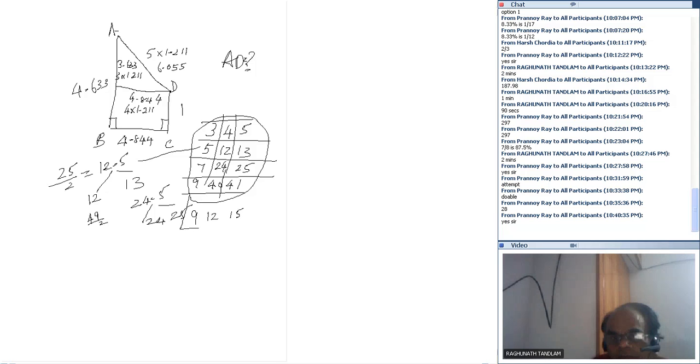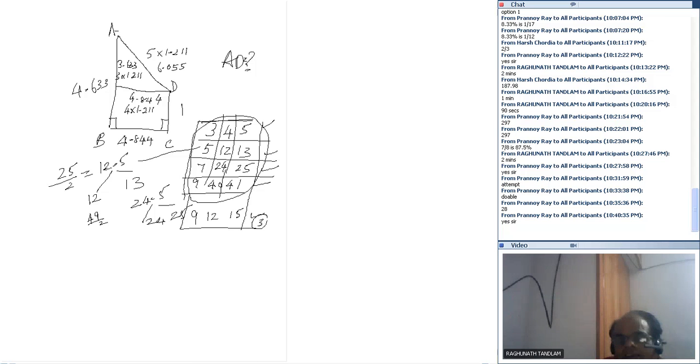Now, what do we learn from this? From a speed maths point of view, not even from the geometry point of view. How many sides are divisible by 3 here? 3, 4, 5. There are 3 sides. Which is divisible by 3? One dimension or all the 3 dimensions? Here, only 3. In 12, 24, 9, all are divisible by 3.